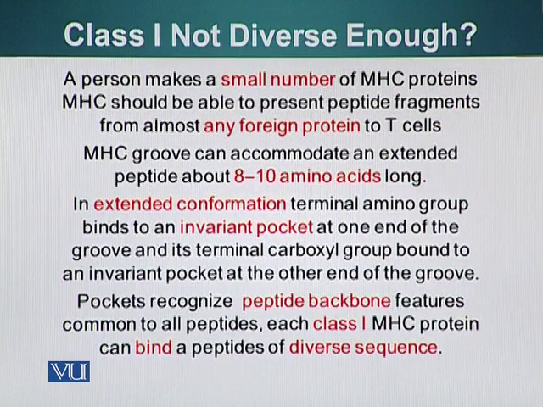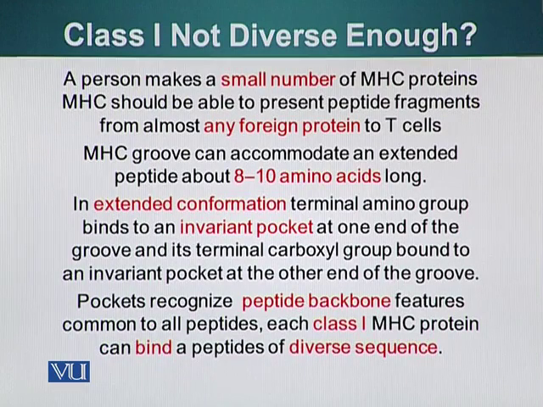A person makes a small number of MHC proteins which are able to present foreign peptides from almost any protein source to the T cells. The MHC groove of class 1 molecules can accommodate a foreign peptide or a self-peptide which is about 8 to 10 amino acids long.